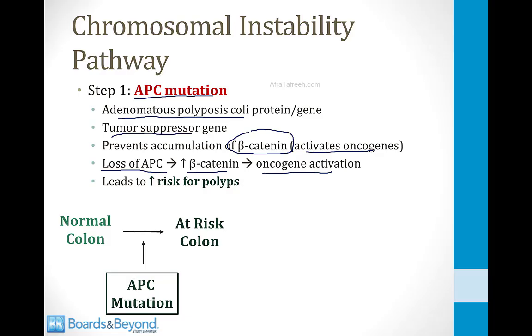activation. And when this happens, there's an increased risk for polyps, and this is the first step in the chromosomal instability pathway of colon cancer development. And I've shown this at the bottom of the screen. You begin with a normal colon and then you acquire an APC gene mutation, and now you have a colon which is at risk for the development of colon cancer.